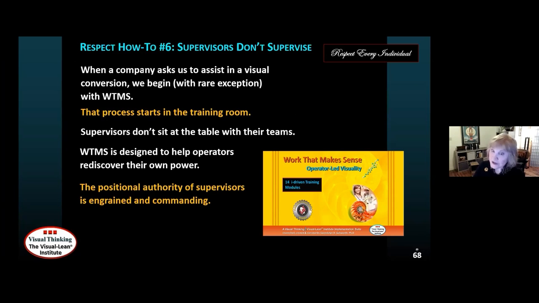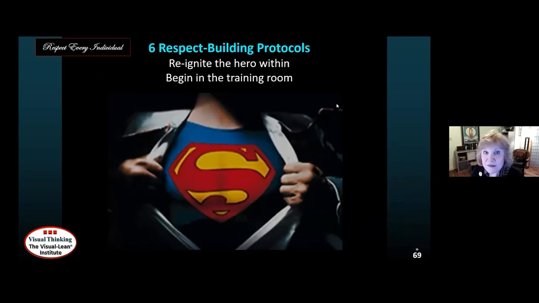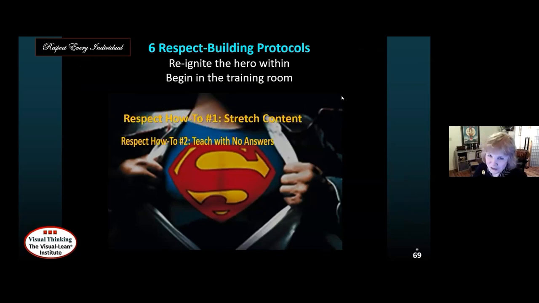And operators will wait and wait and wait for the supervisors to tell them what to do, to think, and if they don't get it, they will eventually start talking to each other. That's the way to prove it. And that it's gorgeous. Supervisors don't supervise in the training room. That's the rule, by gum. Those are the 6 respect building protocols.